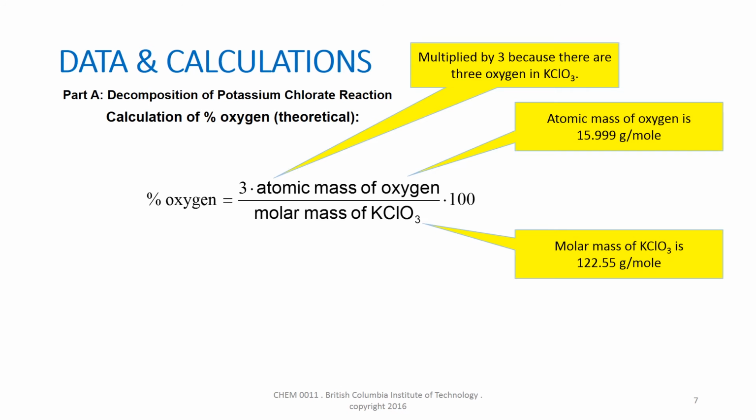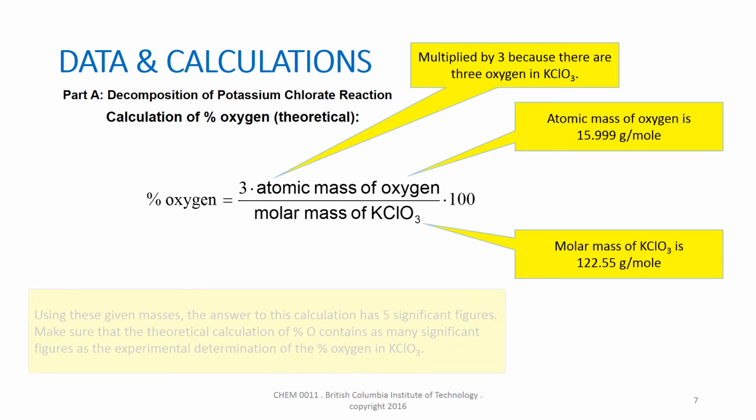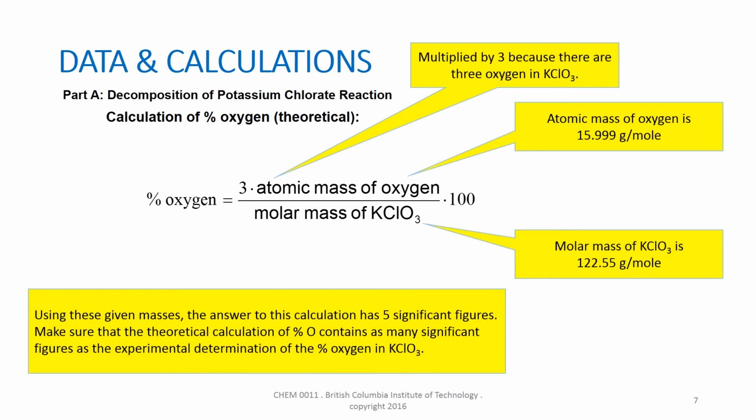The molar mass of potassium chlorate can be calculated by adding the molar masses of 1 mole potassium, 1 mole chlorine, and 3 moles oxygen. This gives the molar mass of potassium chlorate to be 122.55 grams per mole. Using these given masses, the answer to this calculation has 5 significant figures.